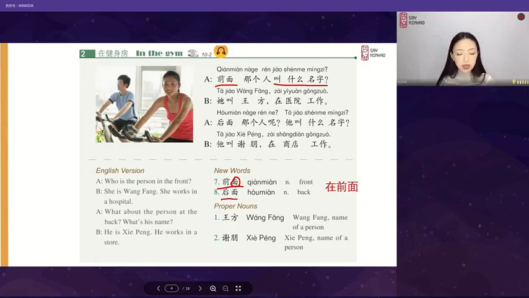And B answered, 她叫王芳. Her name is Wang Fang. 在医院工作. Let's see it. 在 a place, do something. This is the structure we've learned before. In there, it is the series of verb, the verbs in series, right? 在 is the verb 1 and 工作 is the verb 2 and 医院 is the location for 在.